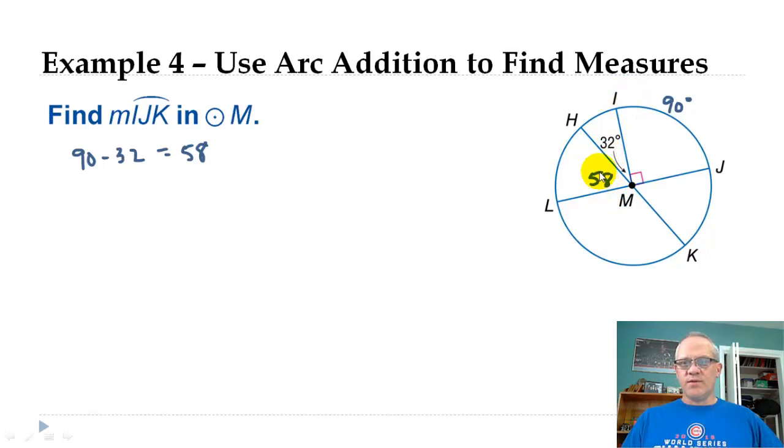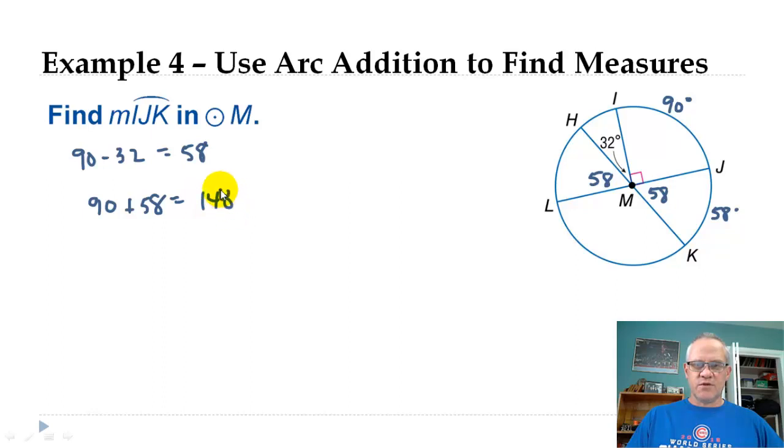Remember way back in the beginning of the year, we talked about vertical angles? So HK and LJ are straight lines. They make vertical angles. So if this is 58, this would also have to be 58 central angle, which means the arc would be 58 degrees out here. And then I can just add the 90 degrees plus 58, and that gives me 148 degrees. So that's the measure of the arc IJK.